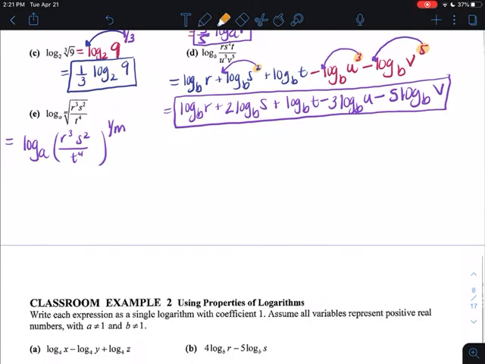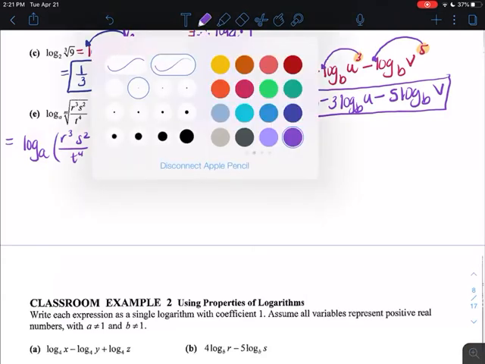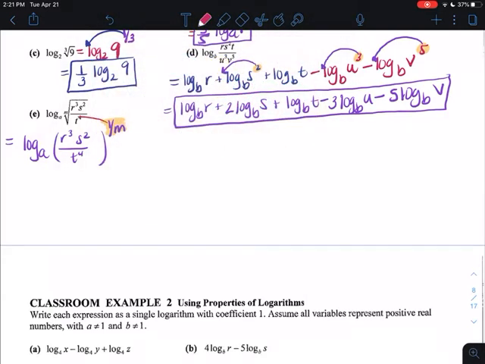So now I need to expand this. This exponent here, you can bring it right in front of the word log. So it's going to drop down in front. So what I have is 1 over m. And then I have the log base a of this fraction, r cubed s squared over t to the fourth.